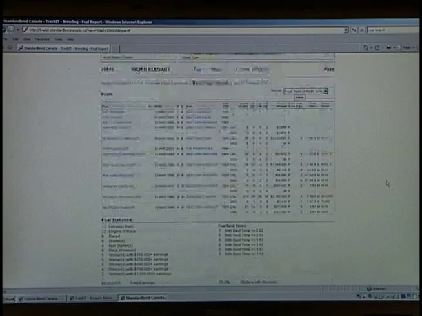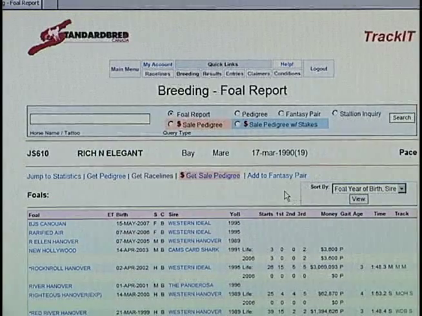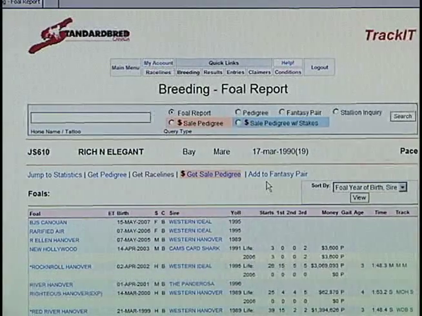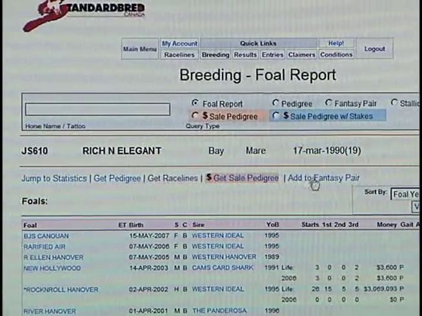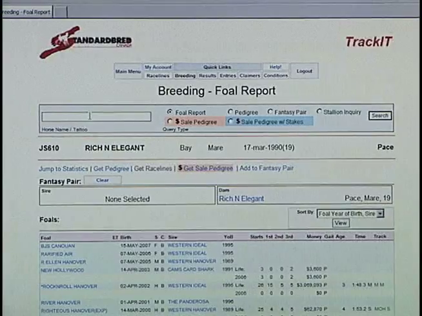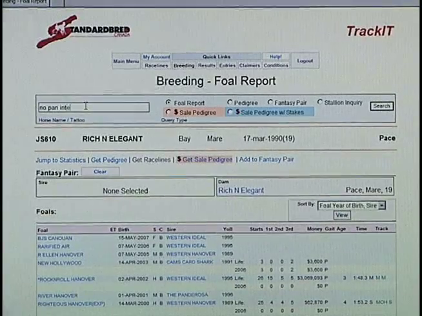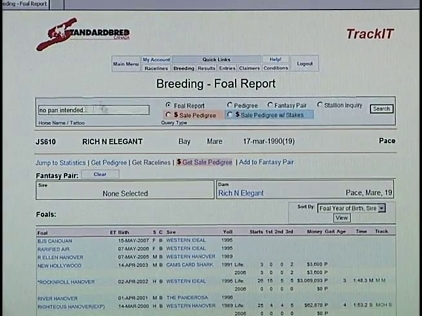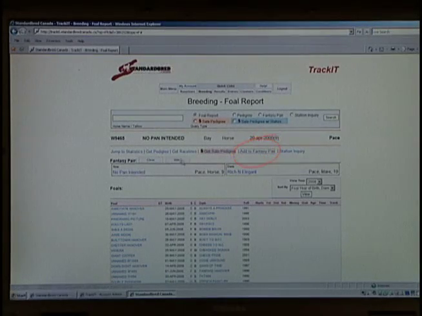Again, everything linkable here, Jeff, and to take it a step further, you can start to envision fantasy pairings. I understand you have a tool for that as well. The fantasy pair allows you to produce a pedigree page for a horse that hasn't actually been born yet. So we can add Rich and Elegant to the dam side, then add a stallion to the sire side. Let's try, no pun intended. Sure. So this is going to give you their pedigree information, if you were to potentially cross these two together.